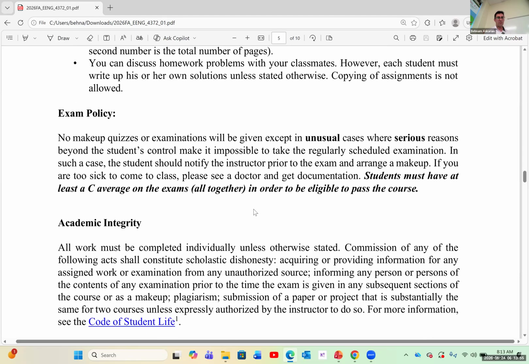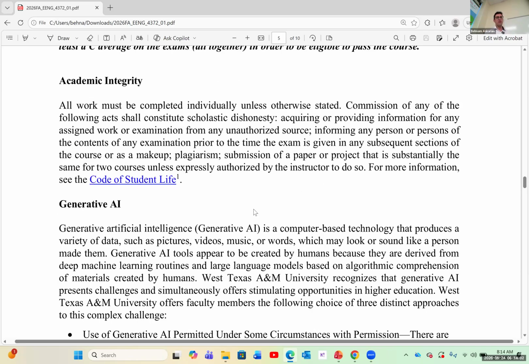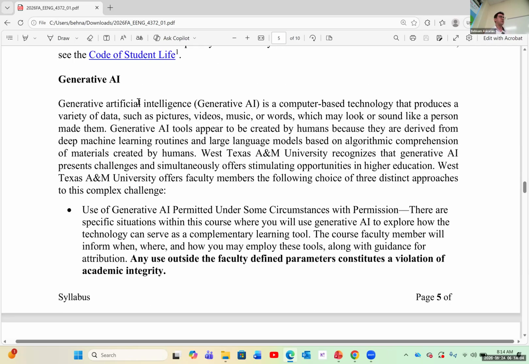And for one very important part, I'm going to just skip the integrity part, but the AI part is very important. Last semester, we had a policy that you cannot use AI at all. Obviously, that's not realistic. So we have changed that a little bit. You can use AI as long as it is permitted. By permitted I mean anything that is related to your learning.